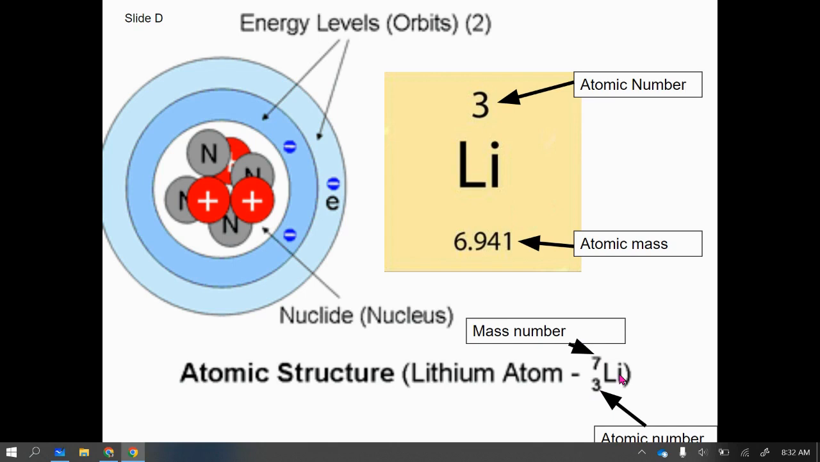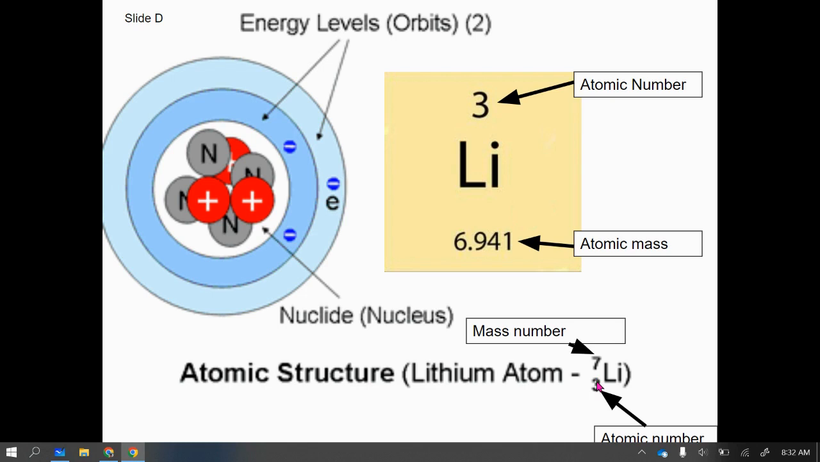So what do these numbers mean? Let's start with atomic number. The atomic number can be written here. We find that on the periodic table, or on the nuclide symbol. It's here, the 3. And the atomic number for lithium is 3.